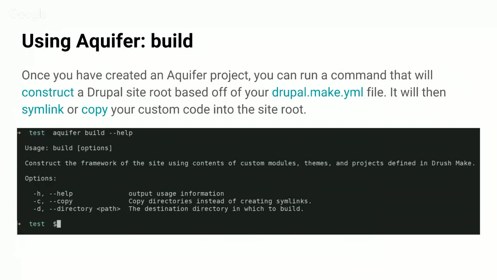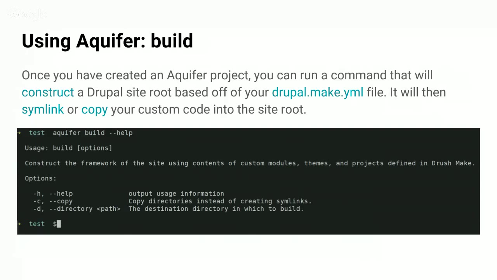Speaking of that, Aquifer has a build command that does just what I described. Once you've created a project, you can actually run an Aquifer build command. The Aquifer build command takes a few arguments: -c, which will copy directories instead of symlinking them. By default, they will symlink the directories. And then a -d, which allows you to specify a full path. It defaults to whatever path you've set in Aquifer.json, which by default is just the build directory that I showed you earlier. But if you wanted to throw it on your desktop, or if you're running this on a production server and you want to set it in /var/www/drupal or whatever, you would do that with that flag.